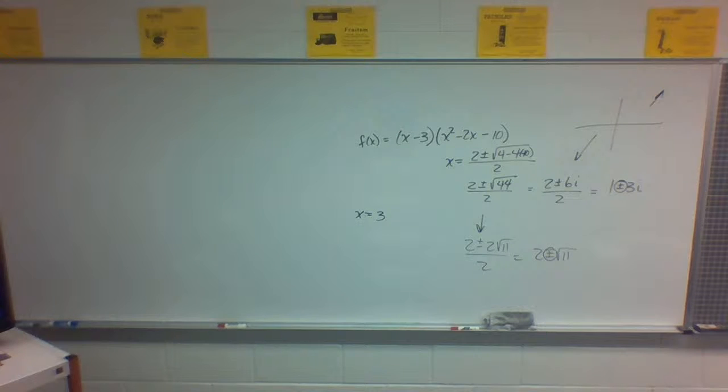Now, if it asks how many real zeros it has, that's a different question. That's the question I was just asking. How many real zeros does a 5th degree polynomial have? And the answer is 1 or 3 or 5. But if I ask you how many zeros does a fifth degree polynomial have, you always answer 5.